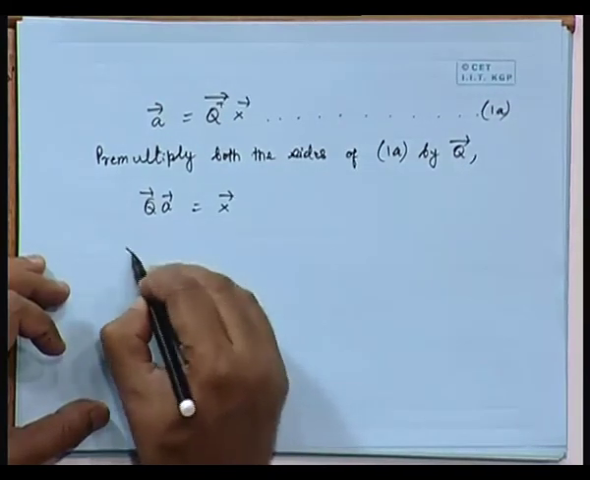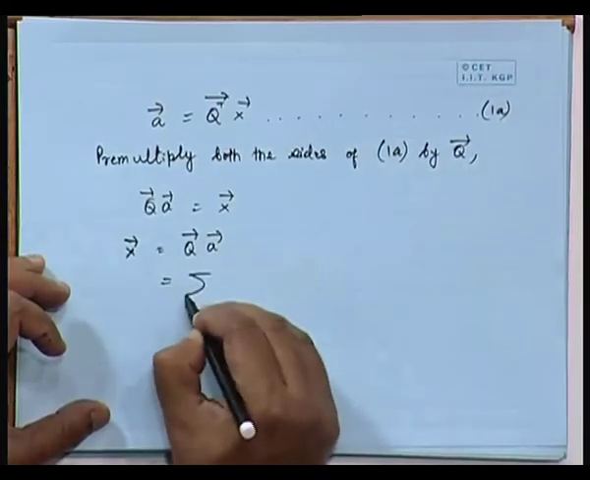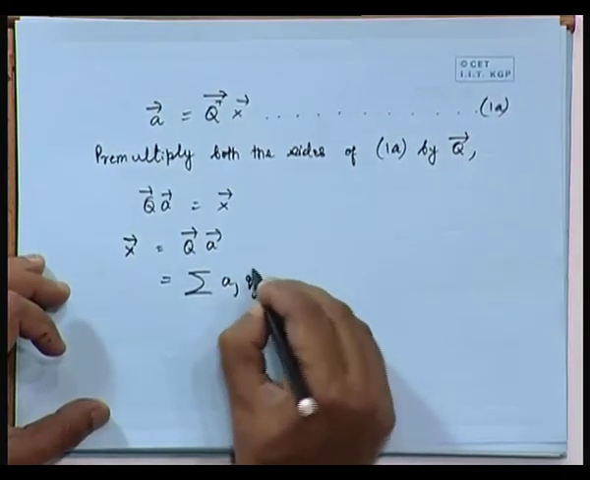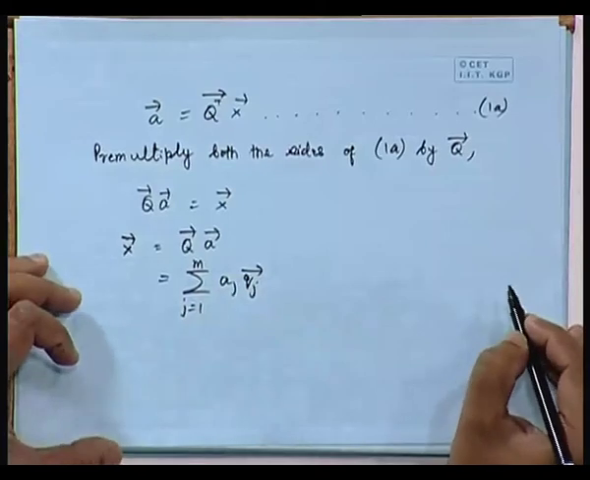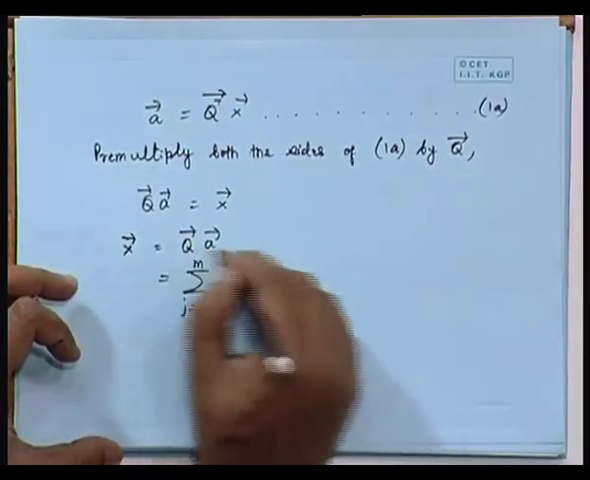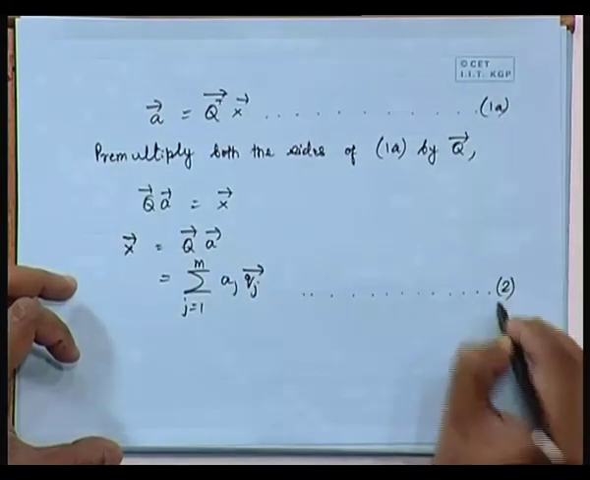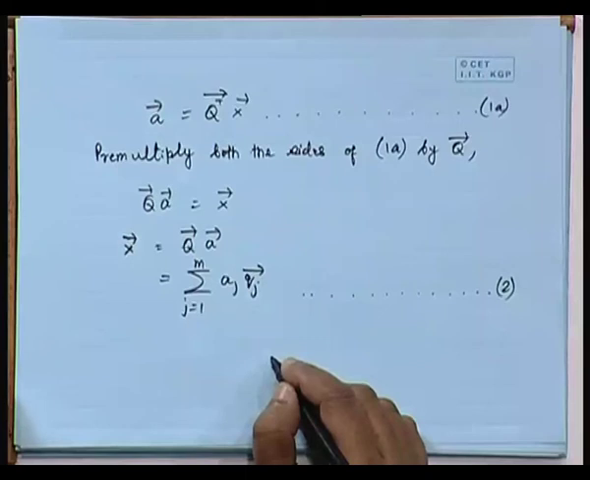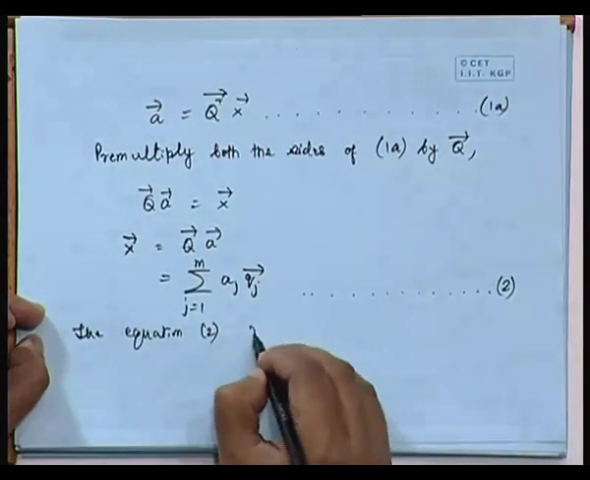So, in fact, X can now be represented in the expanded form as the summation of A_j Q_j vectors, for j equal to 1 to m. This is the expanded form of the matrix equation that we had written in this step, and let us call it equation number 2. What is equation number 2 representing? Synthesis. So, equation 2 represents synthesis.